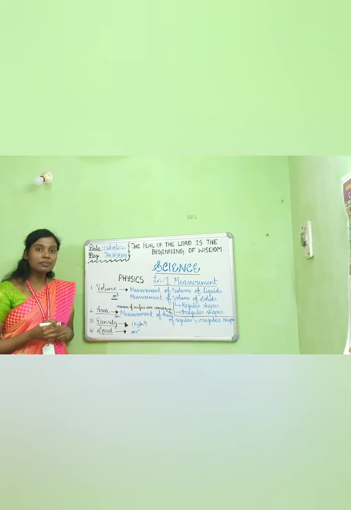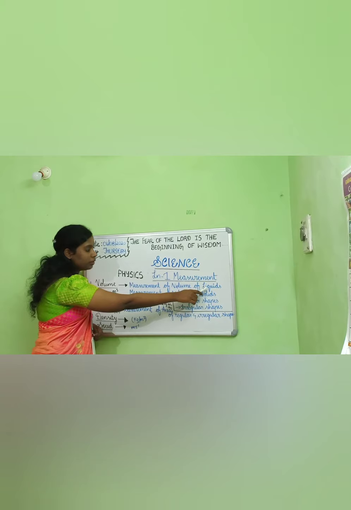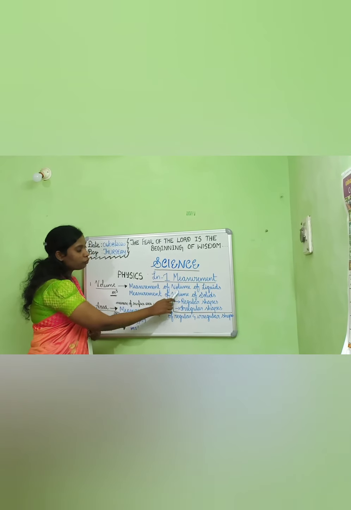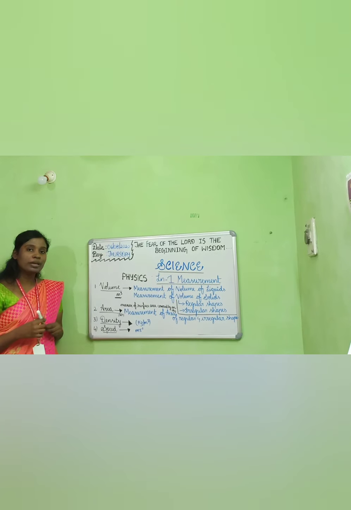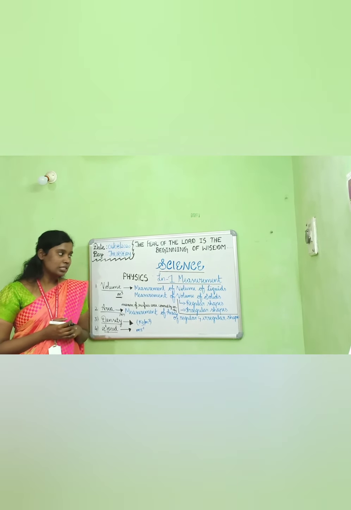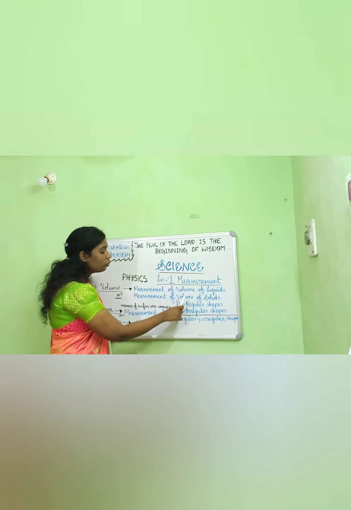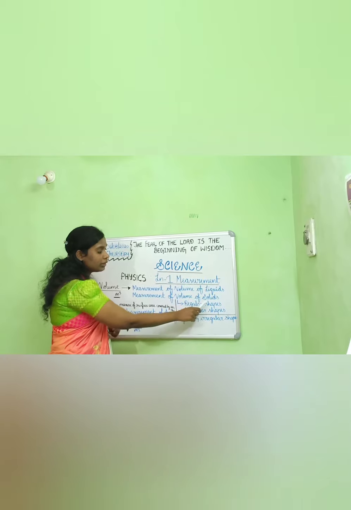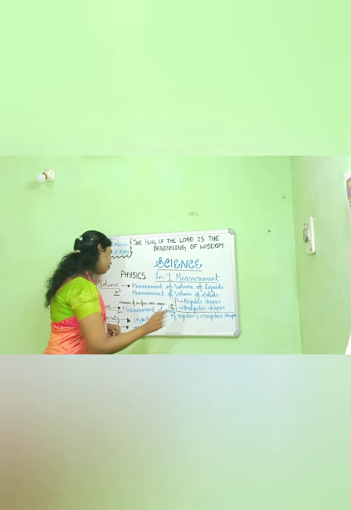So in this session we will be learning about the measurement of volume of liquids and measurement of volume of solids. We will be discussing how to measure the volume of a liquid as well as the volume of a solid. In solids, again we are going to learn how to check the volume of a regular shaped solid and an irregular shaped solid.